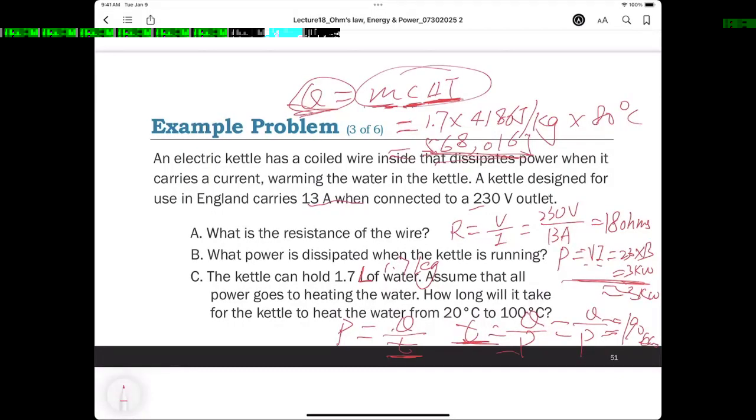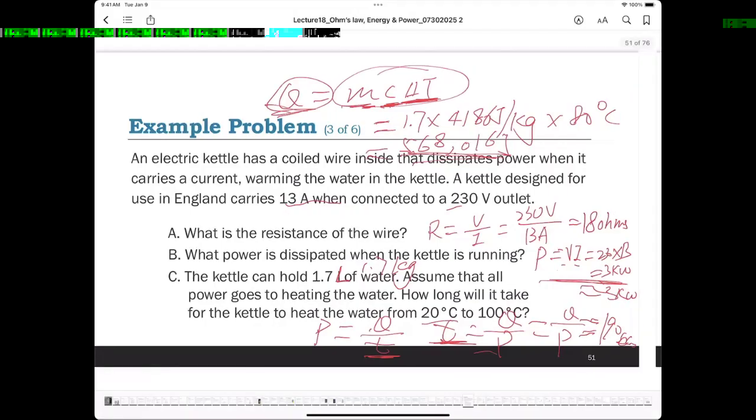This is for the kettle to heat the water from 20 degrees to 100 degrees. Okay, let's check the next one.